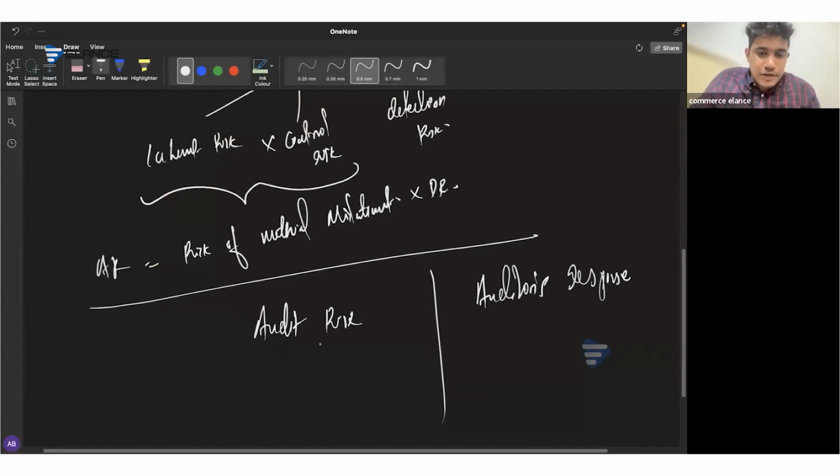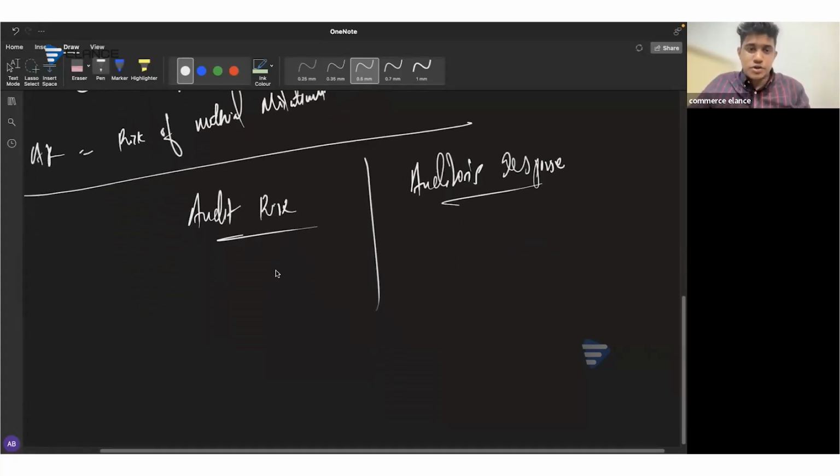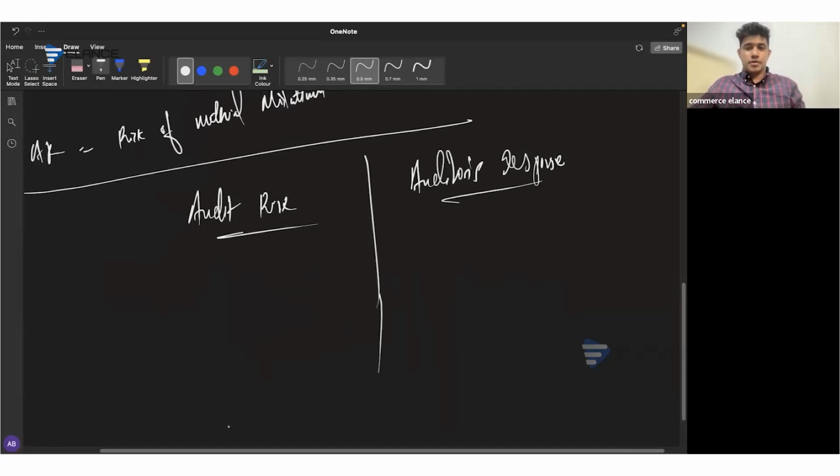I believe you are very much familiar with this area, because we have already practiced multiple questions from it. I believe we have already gone through the whole revision kit on this topic, audit risk and auditor's response. So when it comes to audit risk and auditor's response, we will get 1 mark for each risk and 1 mark for each response.